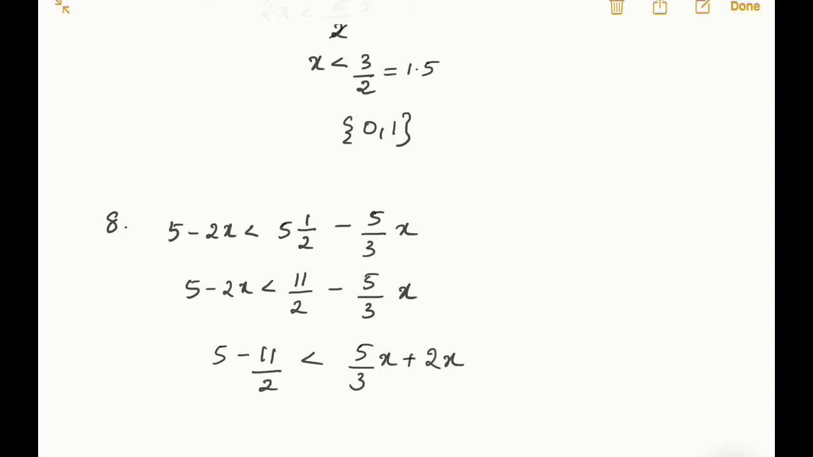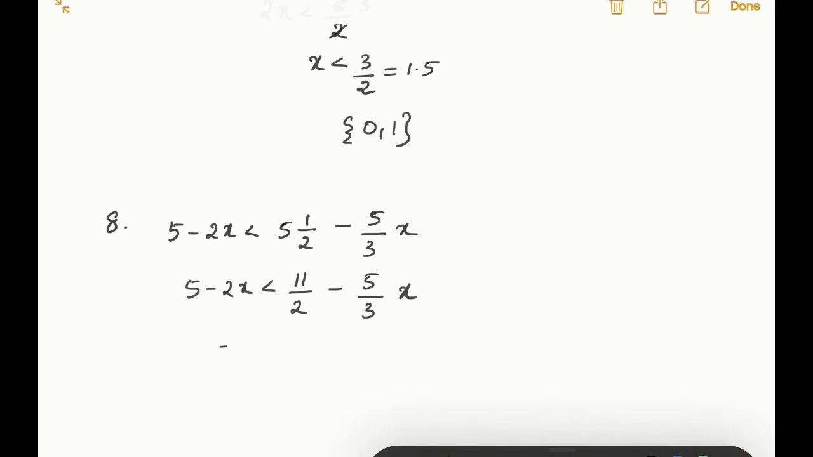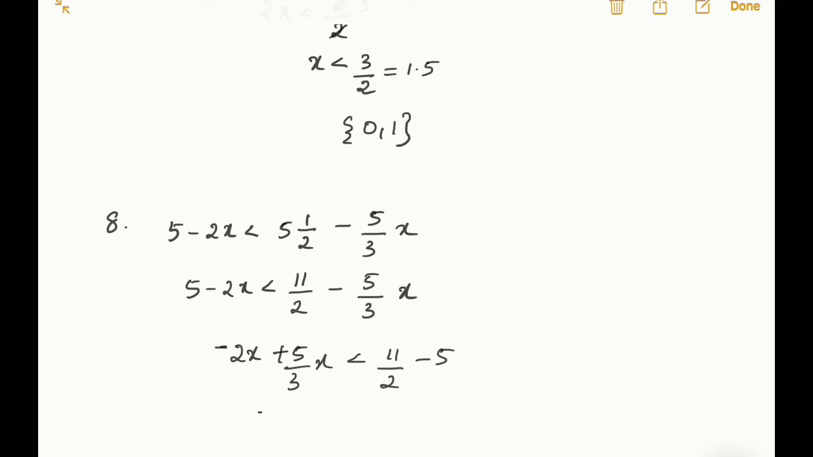Okay. So what do you get? Minus 5 by 3x. Okay. Or you can take it to this side also. Wait. We'll take it to this side. Then there won't be any confusion for us. Okay. So minus 2x plus 5 by 3x less than 11 by 2 minus 5. Minus 6x plus 5x by 3 less than 11 minus 10 by 2.